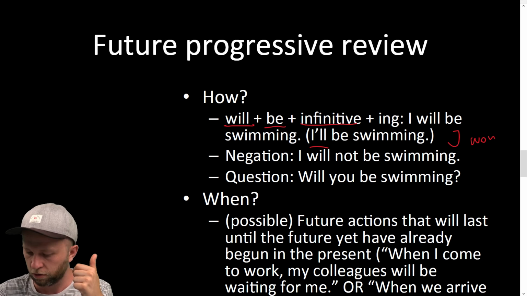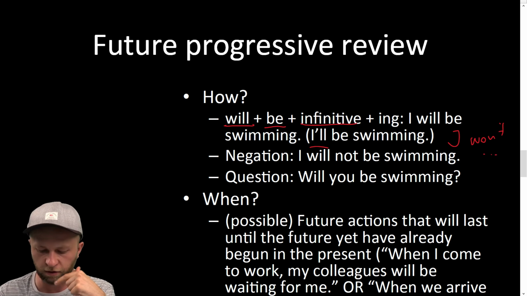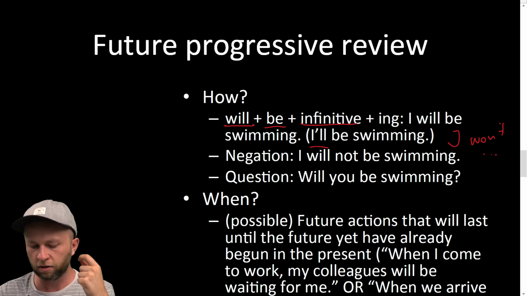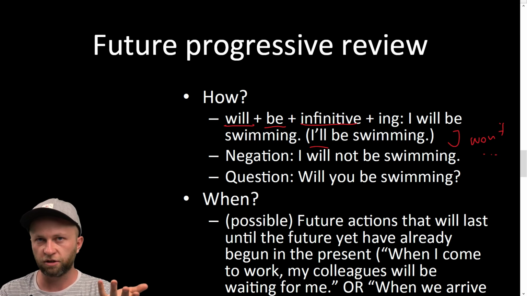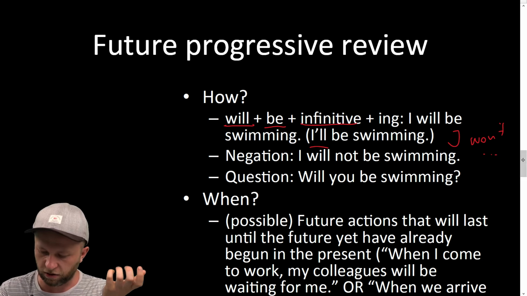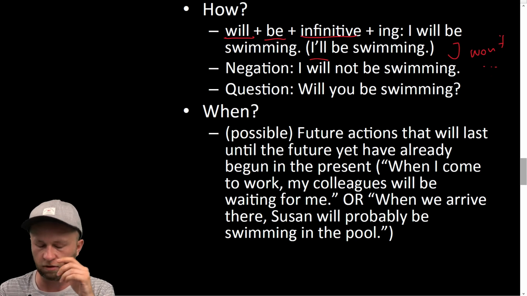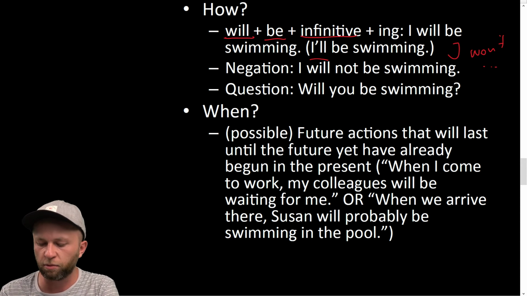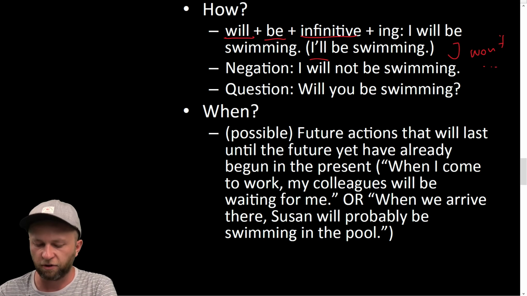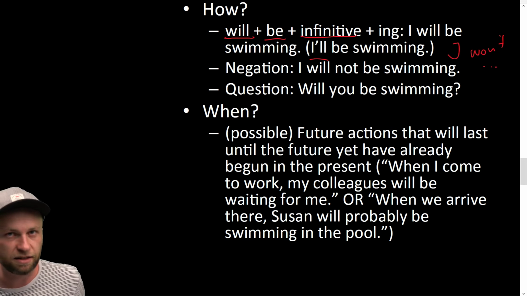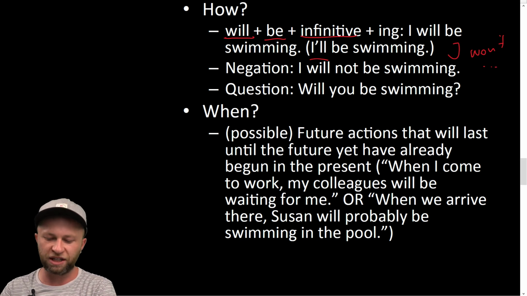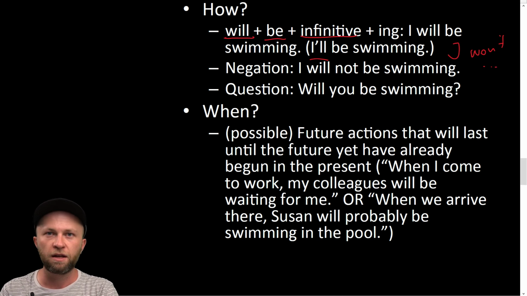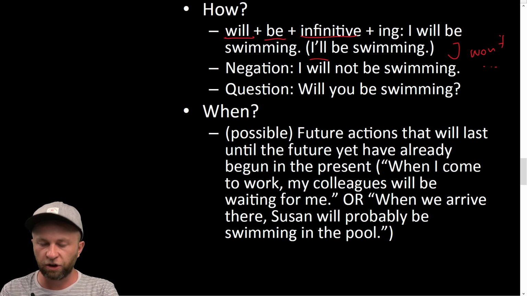I'll write it down, I won't, and so on and so forth. Will you be swimming, for example, is the question. Okay, when do we use that tense? You use it for possible future actions that will last until the future, yet have already begun in the present. It might sound a little bit difficult, but it sums it up perfectly. So let's look at the example.